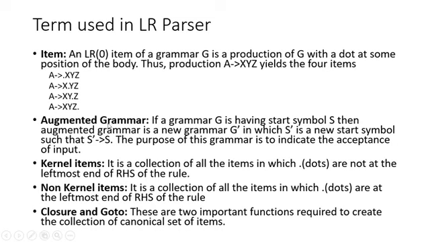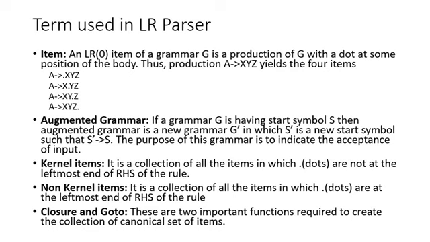An augmented grammar is a grammar where we create a new line in the grammar at the top, so that becomes the starting symbol. So it is called the augmented grammar. If a grammar G has a start symbol S, then the augmented grammar is a new grammar G dash, in which S dash is a new starting symbol such that S dash derives S. The main purpose of this is to indicate the acceptance state of the input.